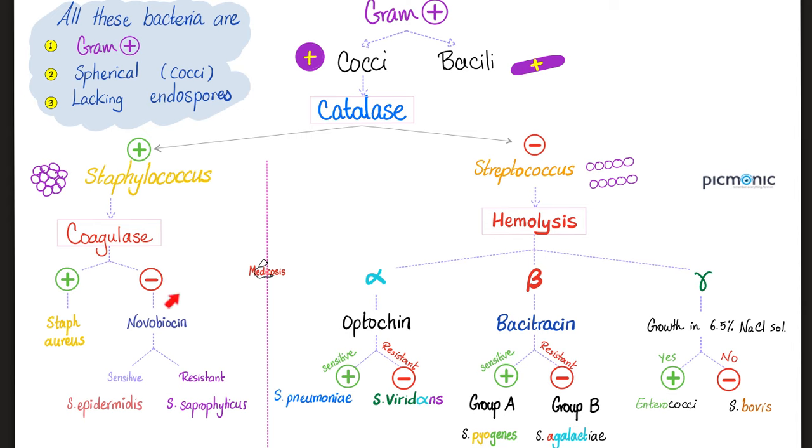How do I tell? Novobiocin. Are they sensitive to this antibiotic or are they resistant to this antibiotic? If they are sensitive, which means destroyed by this antibiotic, congratulations, you are Staph epidermidis. If you are resistant to it, if this antibiotic does not kill you, then you are Staphylococcus saprophyticus. All the organisms in this lovely slide are gram-positive, spherical, lacking endospores.